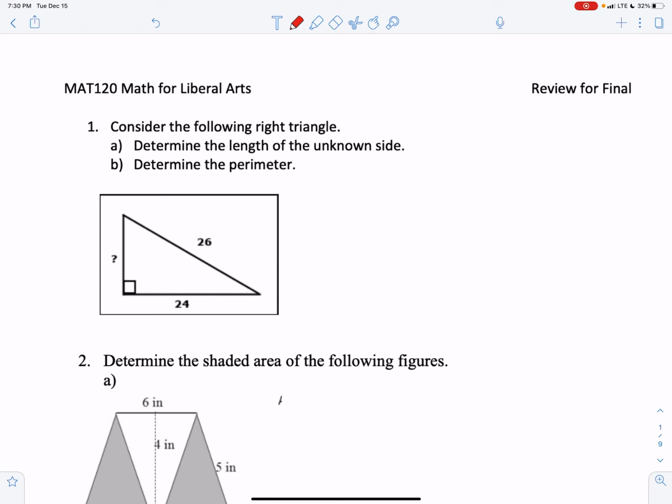For any right triangle, if you knew the lengths of any two sides, you can find the length of the third side by using the Pythagorean theorem. That is, a squared plus b squared equals c squared. Now, side C is always the side opposite the right angle. So in this case, C has to be 26. It doesn't matter for the other sides which side is A and which side is B.